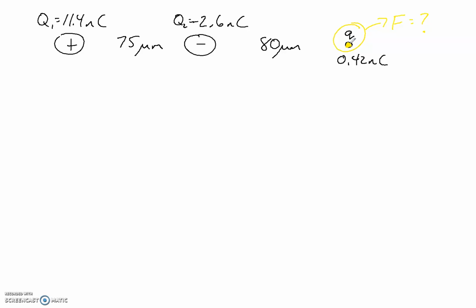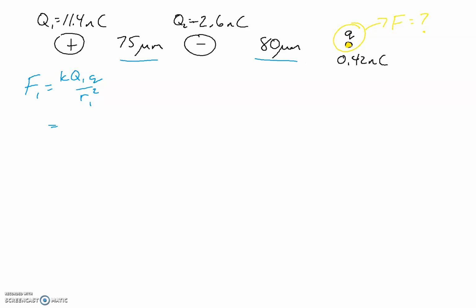So same thing as before. I'm going to calculate my two forces. I'm going to calculate my force from number 1. That's going to be kQ1q over radius 1 squared. The radius for number 1 would be the combination of those two distances together, and Q2 has nothing to do with it. So we've got Q1, the little q, and the radius would be the 155 micrometers, and then we can calculate the force between number 1 and the little q.